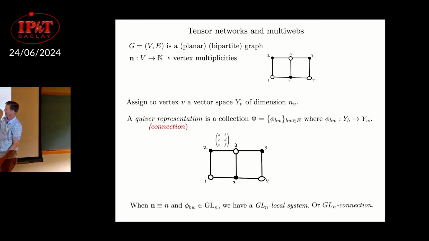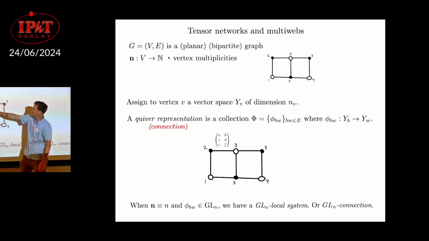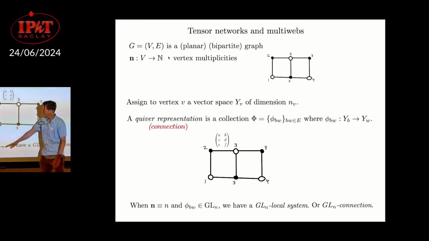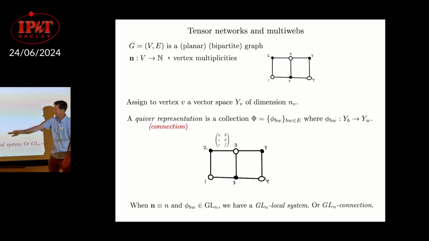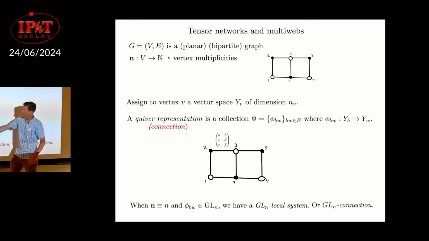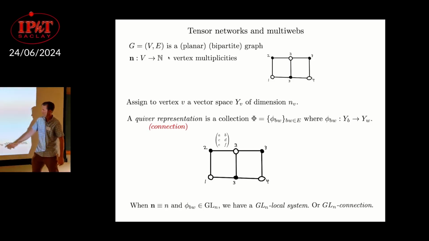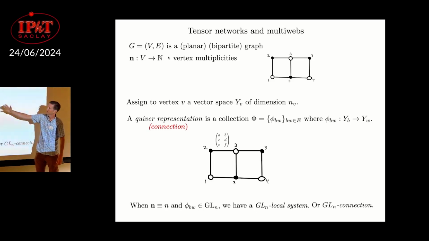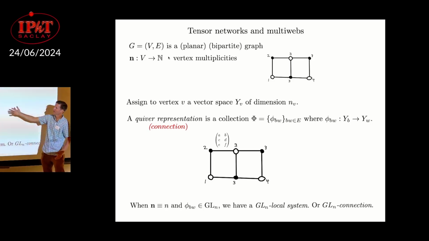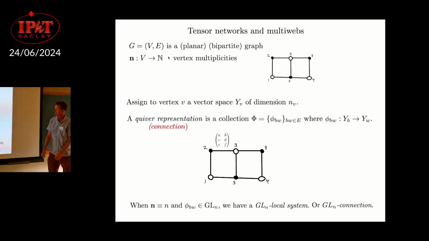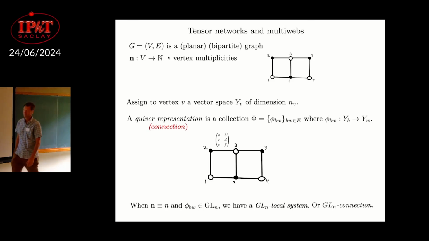And in the special case where all the multiplicities are the same, and the matrices are invertible, then you can call this a GL_N connection or GL_N local system, right? So this is a generalization of a GL_N local system where the ranks are allowed to vary and the maps don't have to be invertible.